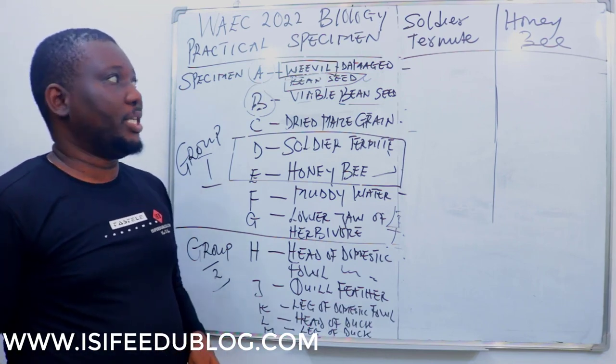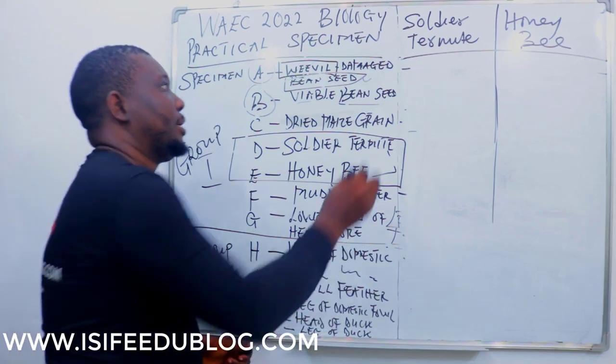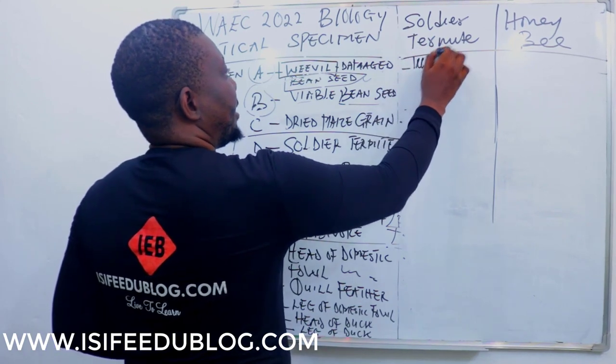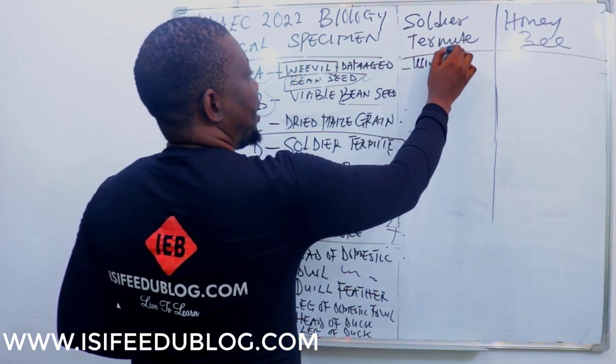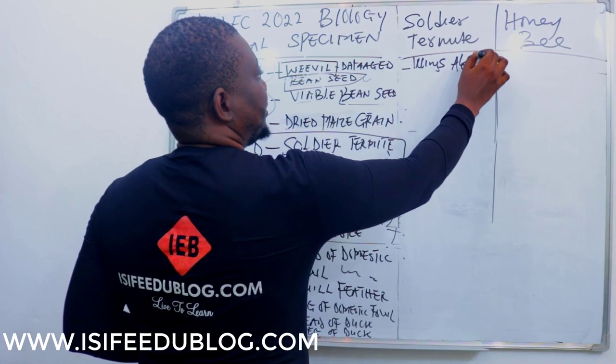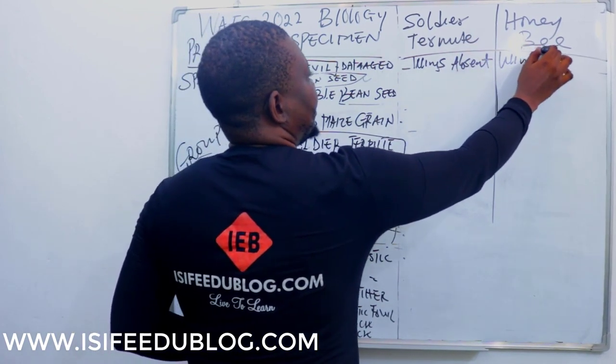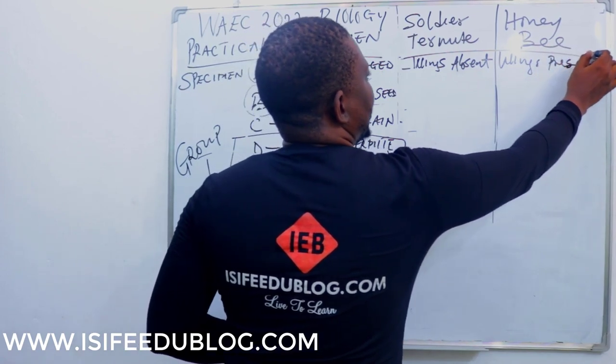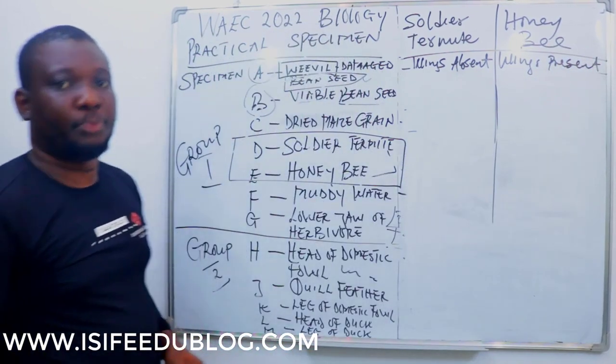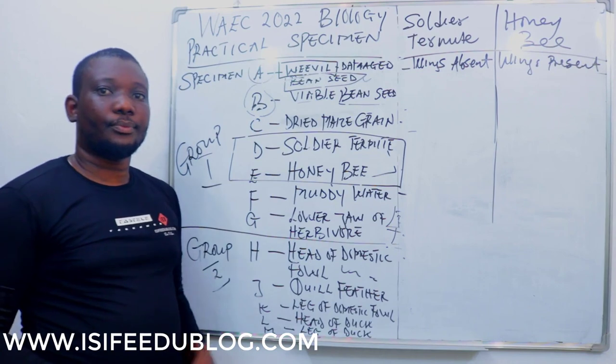Structural differences. Let's start with the wing issue. Here, wings absent. Here, wings present. Does it mean brothers mean present? Absent. Okay.